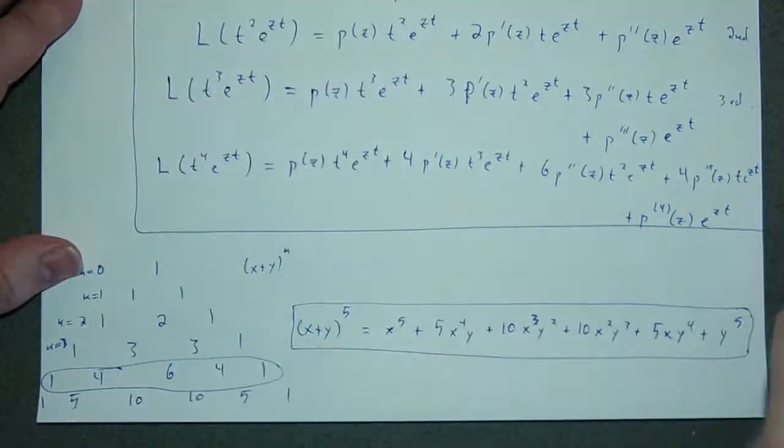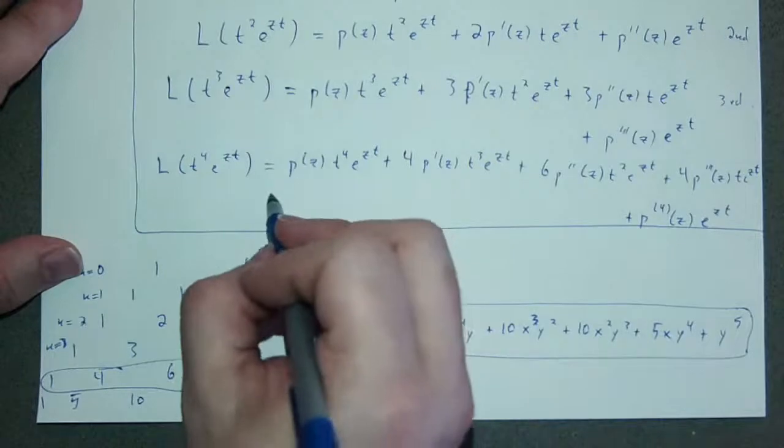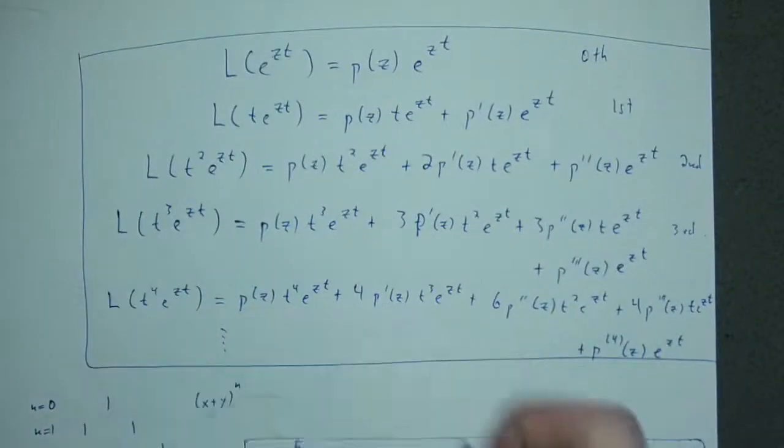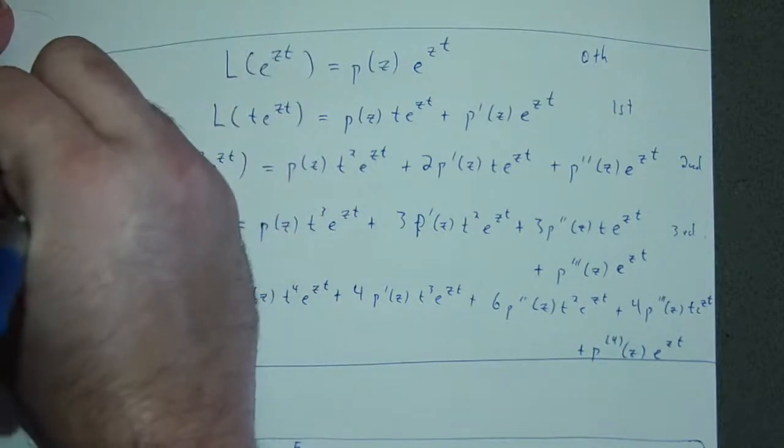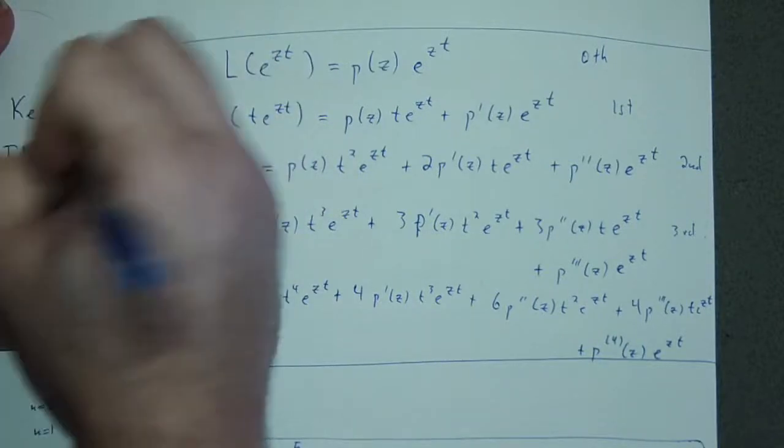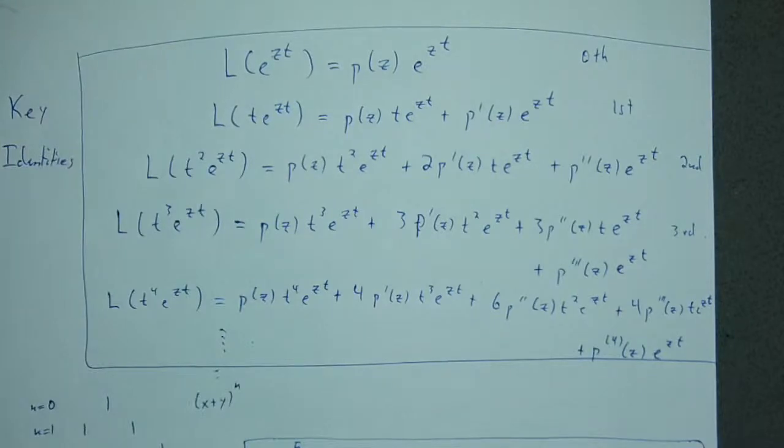These boxed things, and of course these keep going, so this will keep going as much as you need. These boxed things, these are the key identities. How many of them are there? Well, technically there's infinitely many, but you will only need to use as many as you need. Okay.